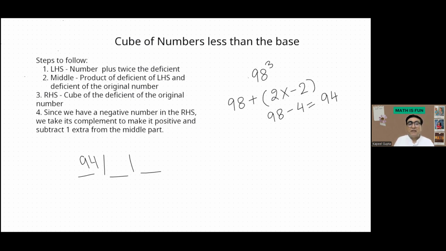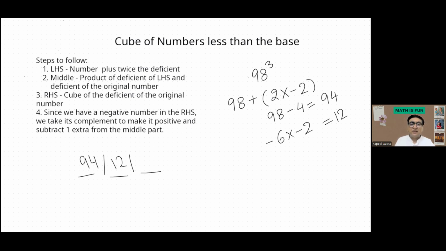Now, coming to the middle part, it says product of the deficit of LHS and deficit of the original number. Now, the left hand side number is 94. So, if I find the deficit, of course, from 100, that will make it minus 6. And the original number is 98. So, its deficit is minus 2. So, I get 12. Perfect. So let me write down the middle number.